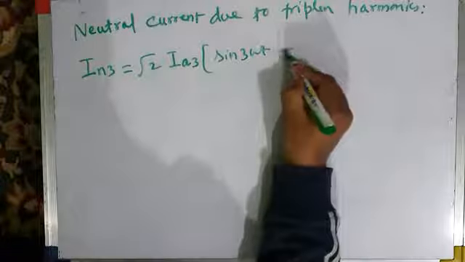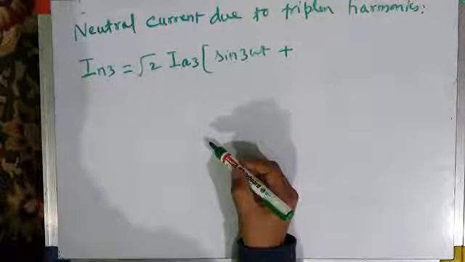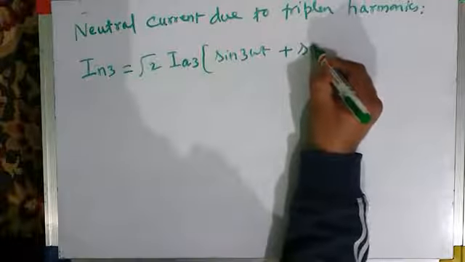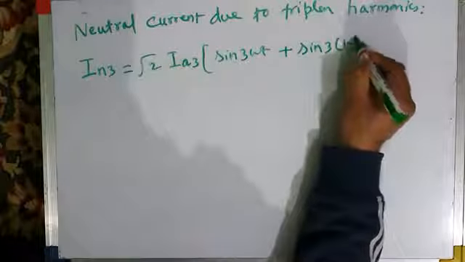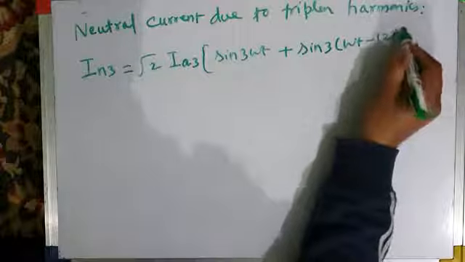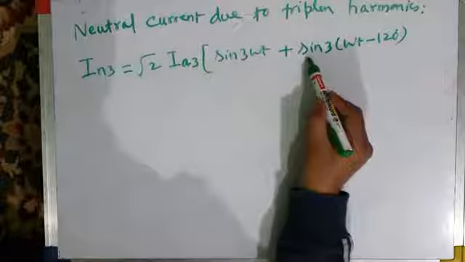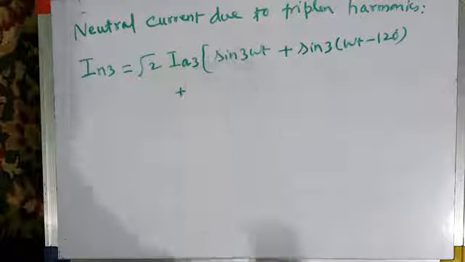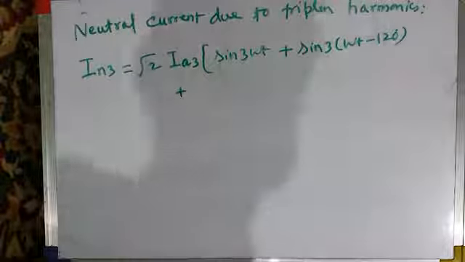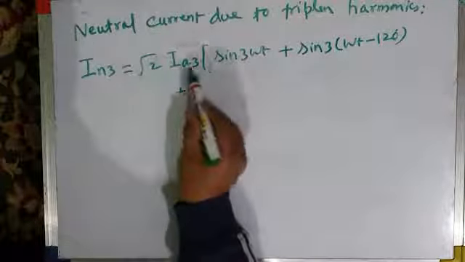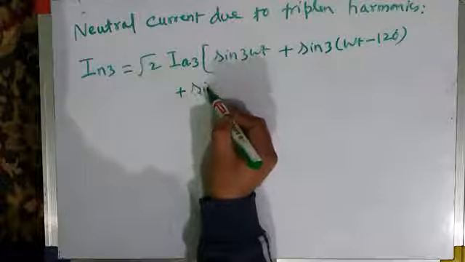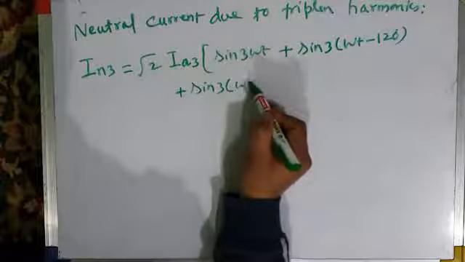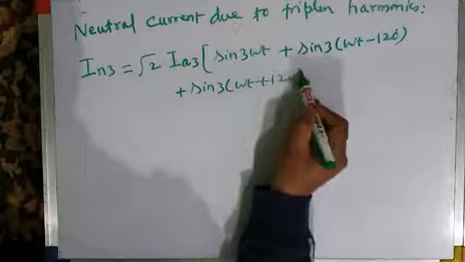Plus, what is the third harmonic component of current flowing in line B? That is root 2 I_A3 into sine 3 of omega t minus 120 degrees. Plus, what is the third harmonic component of current flowing in line C? That is root 2 I_A3 into sine 3 of omega t plus 120 degrees.